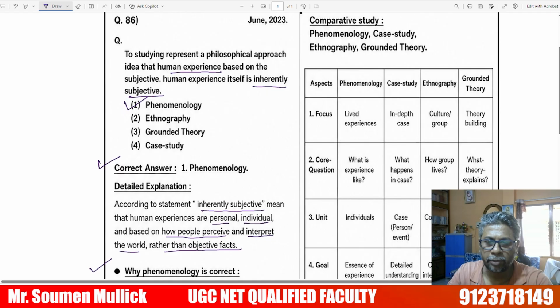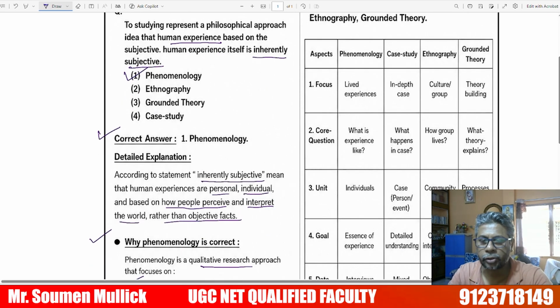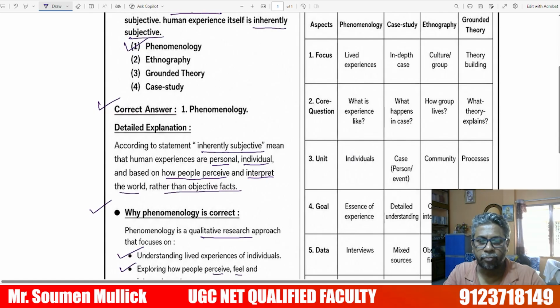Core question of phenomenology: what is the experience like? Core question of case study: what happened in the case? Core question of ethnography: how does the group live? And core question of grounded theory: what theory explains it? Main unit of phenomenology is the individual, unit of the case study is the case or person or event, unit of ethnography is based on community, unit of grounded theory is based on processes.